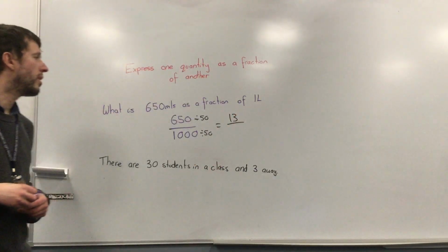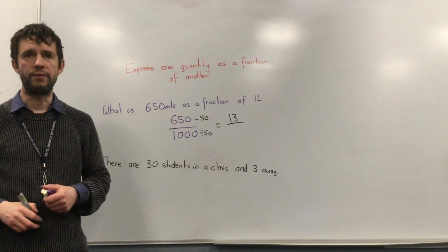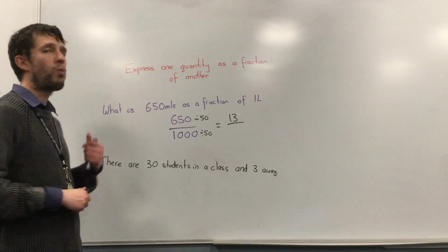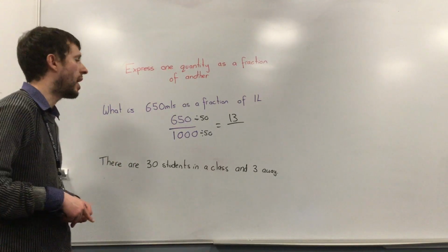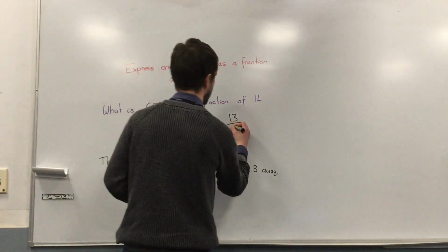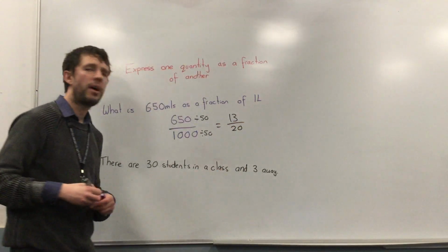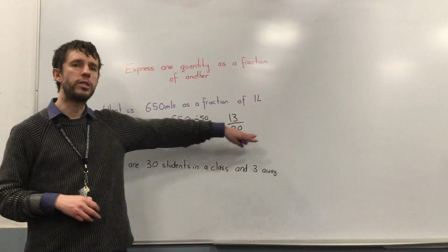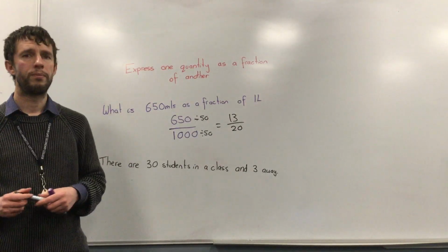And then I go, well, if I've got 1,000 and I'm dividing by 50, another way I can put that is how many 50s are in 1,000, and there is 20. So then I have got my fraction 13 over 20 in the simplest form.